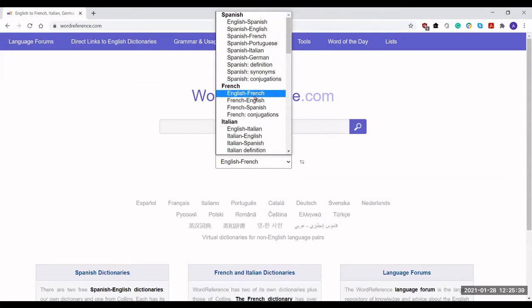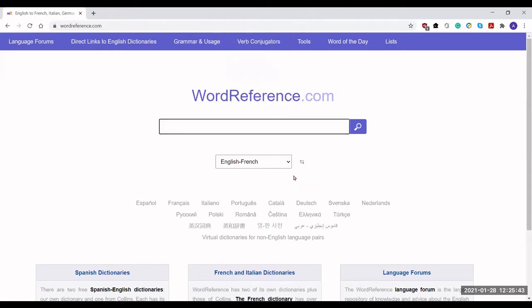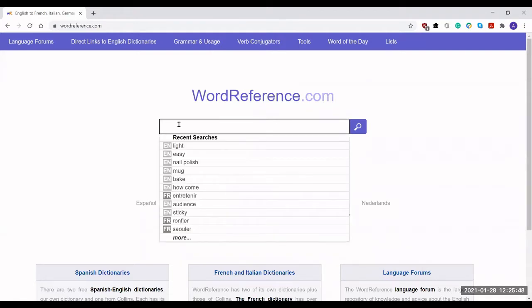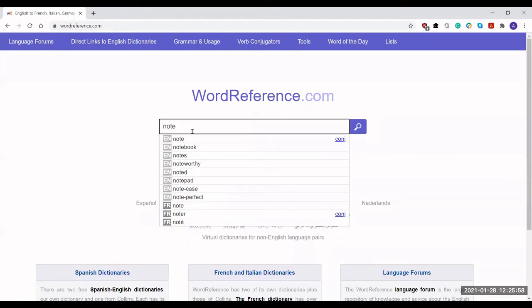So we're going to pick English to French and French to English. English to French first. Let's say I don't know the word for note in French, right? So this is English to French. I'll type in note in the box. First, we have quite a few different words that start with note in English, which is specified here on the left. So I'll just type in note.